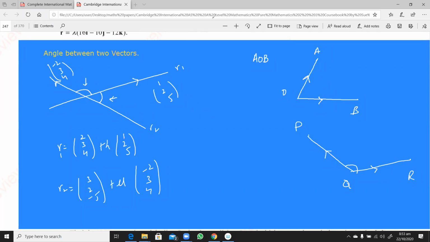So when you have to find the angle between these two vectors over here, r1 and r2, basically you have to find the angle between this direction vector and this direction vector, okay? Now your working would be like this. You would be saying, okay, I have to find the angle. Now, suppose the question is, find the acute angle between these two lines, okay?